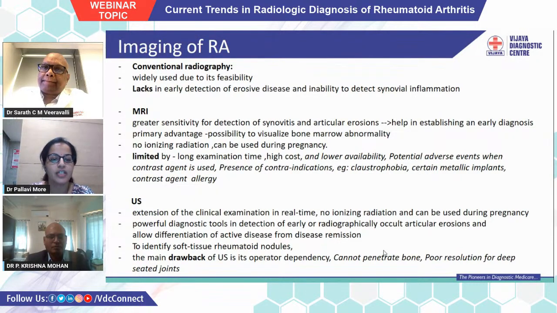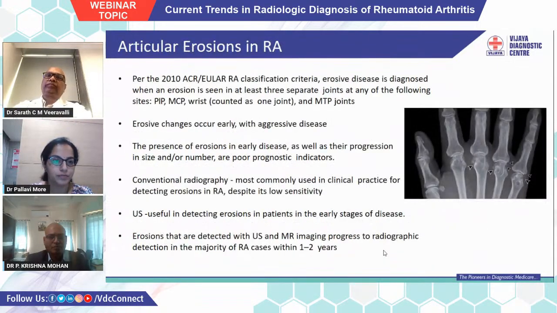Ultrasound is an extension of the clinical examination in real time. It does not involve ionizing radiation and is safe during pregnancy. It's a powerful diagnostic tool in detection of early or radiographically occult articular erosions and allows differentiation of active disease from disease remission. It also helps to identify soft tissue rheumatoid nodules. The drawbacks of ultrasound are that it is operator dependent, cannot penetrate bone, and has poor resolution for deep-seated joints.